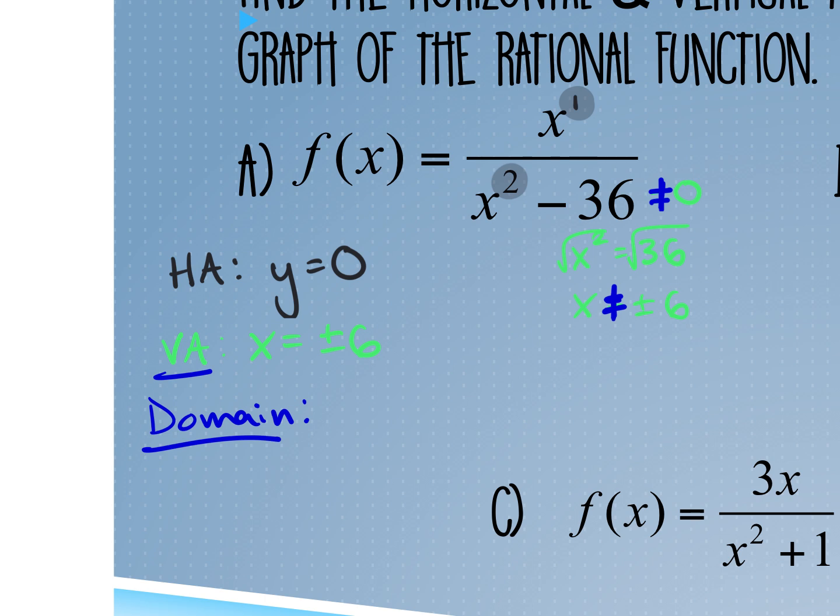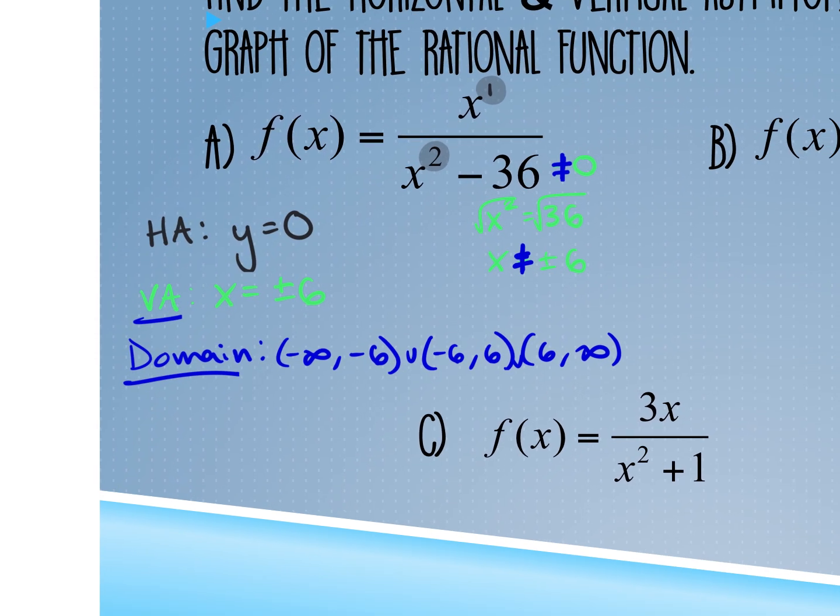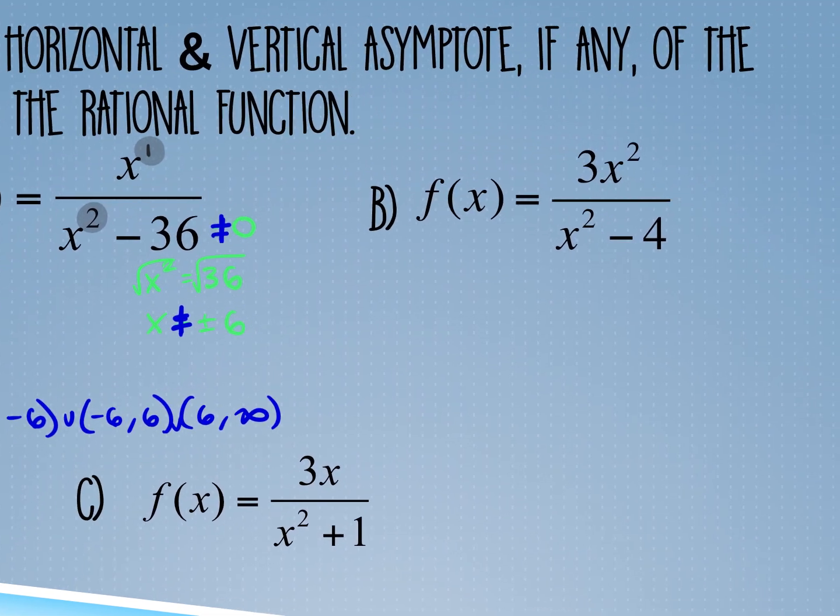But how would we write our domain in interval notation? Awesome. So negative infinity to negative 6, negative 6 to 6, and then 6 to infinity. Perfect. Any questions here? All right, let's do B.